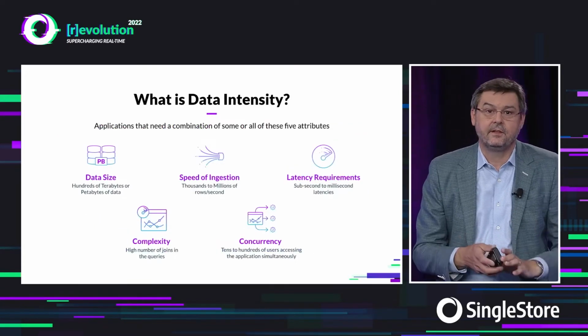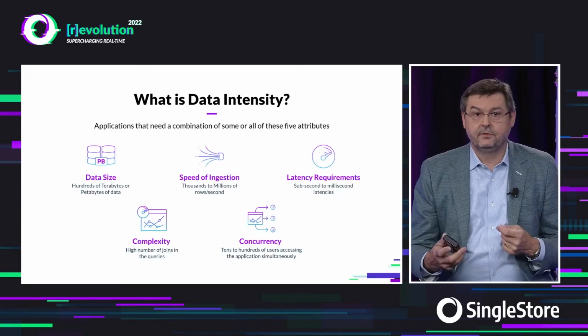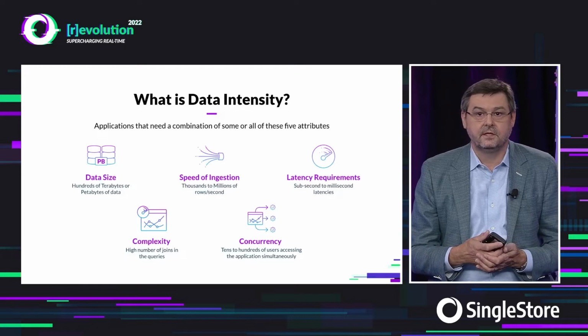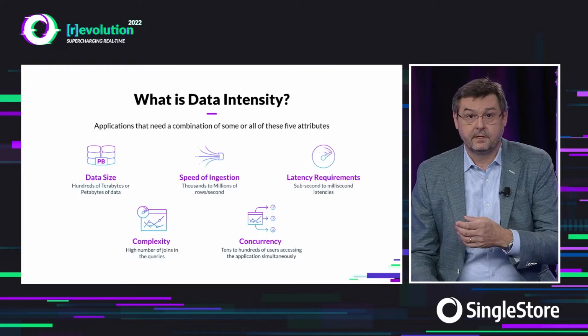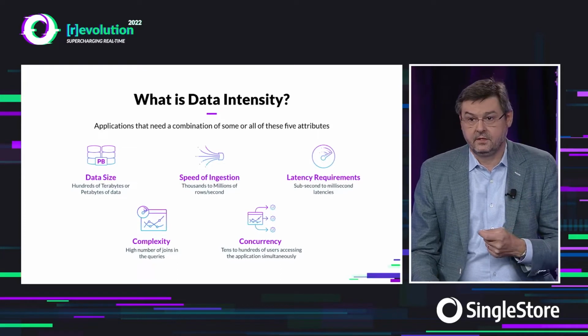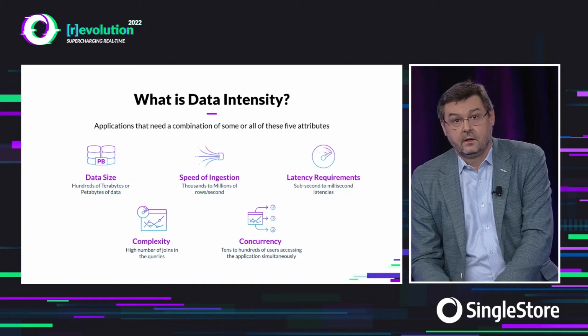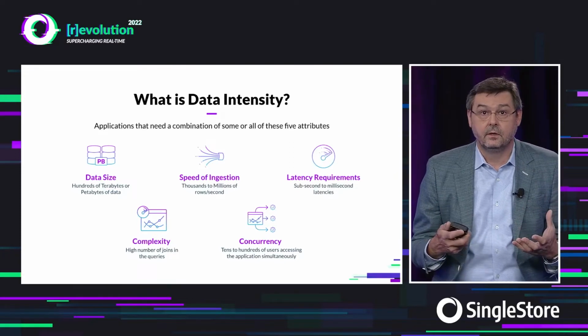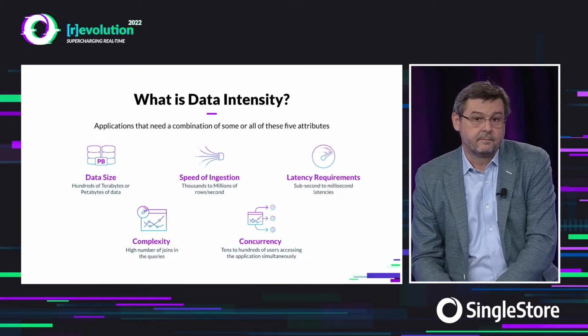Data intensity depends on many factors. For applications, important attributes that drive the intensity of apps are shown here. The size of the data: are you dealing with gigabytes, terabytes, petabytes? Query complexity: the number of joins in your queries, the query latency. What is your ingestion speed and volume? And what are your concurrency requirements? How many users are hitting your app?